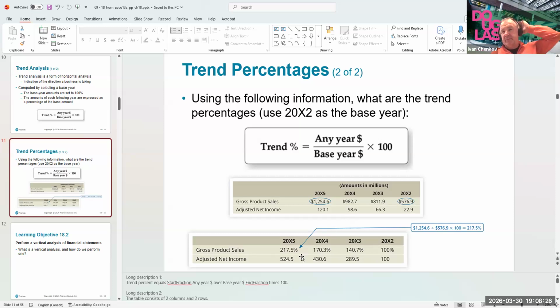We start with the first one. Since 2022 is our base year, everything will be put at 100%. And then we see that compared to 2022, 2023 has a 140% increase in sales, our gross sales. Compared to 2022, in 2024 we have an increase of 170%. In 2025, compared to 2022, we have a 270% increase, which gives us, now we can start talking about the trend.